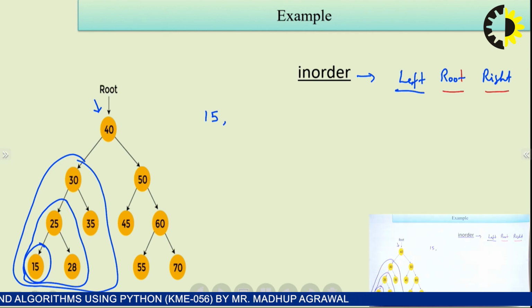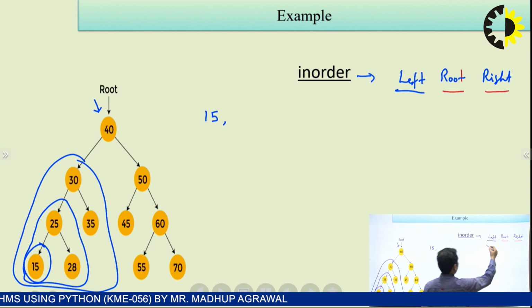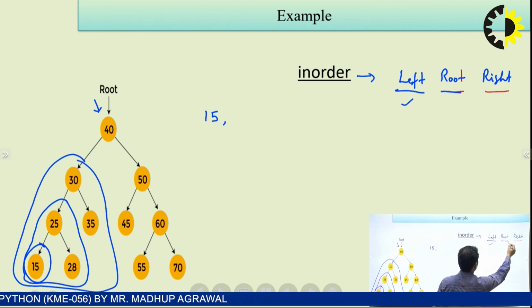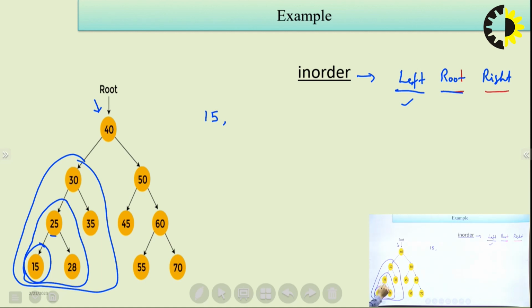In this subtree we have already visited the left portion, so now visit the root. What is the root for this particular subtree? That is 25, so visit the 25. Okay, come into the right portion, in the right portion for this subtree there is only one node, that is 28, so visit the 28. We will cover all the nodes for this particular subtree.